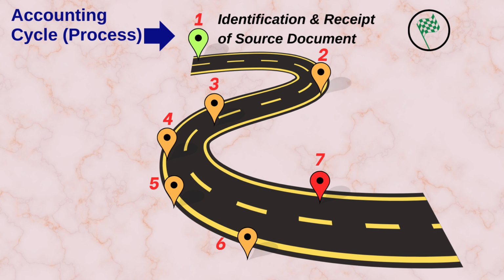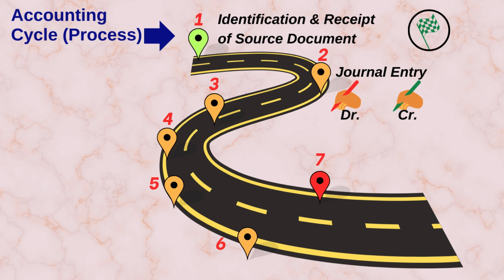Once the source documents are received, the next step is to record the transaction in the accounting journal. The journal serves as a chronological record of all the transactions organized by date. Each transaction is recorded using double entry bookkeeping, which means that every debit entry must have a corresponding credit entry to maintain the accounting equation, which says that assets are equal to liabilities plus equity.